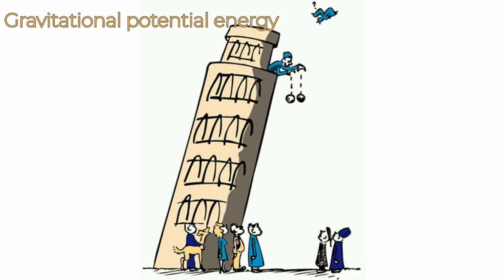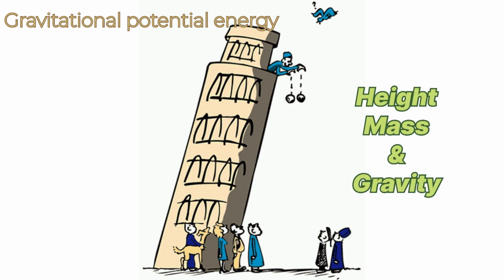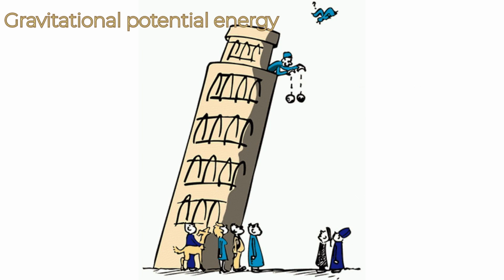We can also find a formula, a mathematical expression that describes gravitational potential energy. We have seen already that gravitational potential energy only depends on height, mass of the object, and gravity. So, by simple arguments and first principles, we can find that its value is equal to mgh.